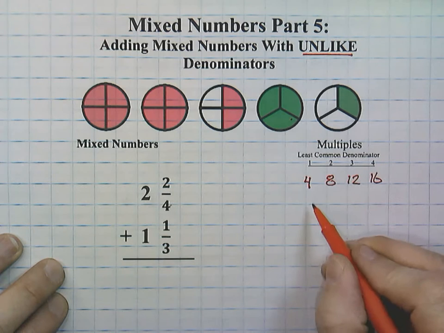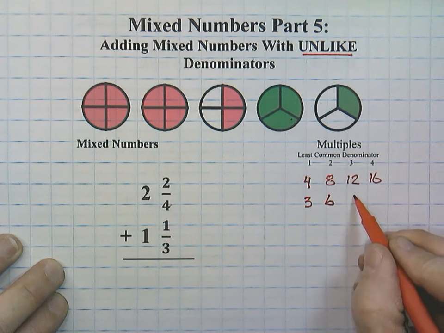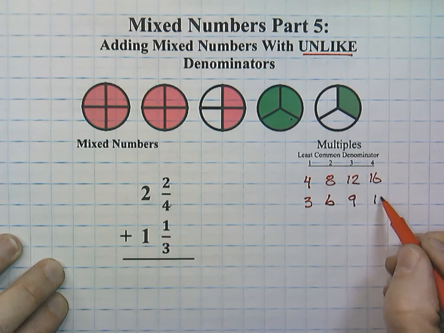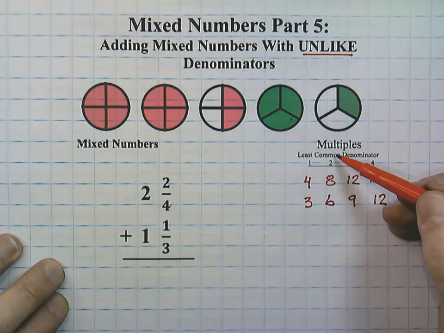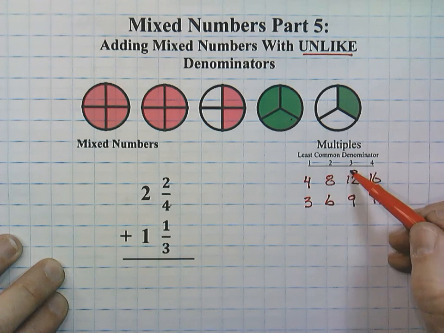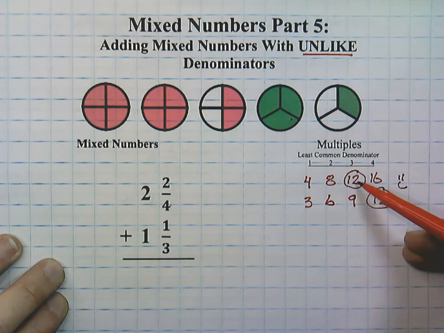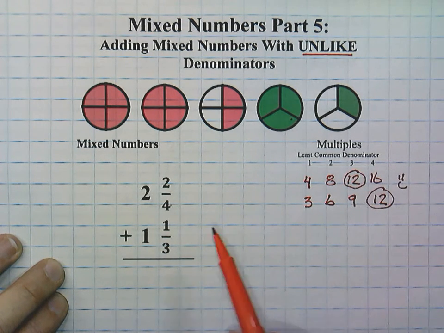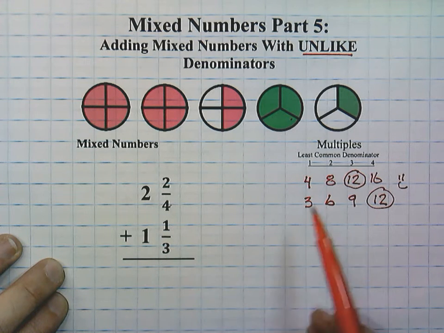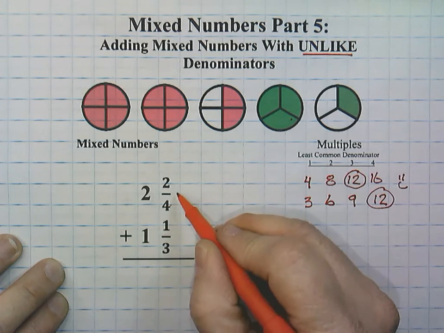So here's 3, 6, 9, 12. Least common. Common means same. We're looking for the same number in this top row as on the bottom row, which I see is going to be 12. So that's good. We have now found the 12ths. We're going to have to turn the fourths and the thirds into 12ths. How do we do that? We use multiplication.